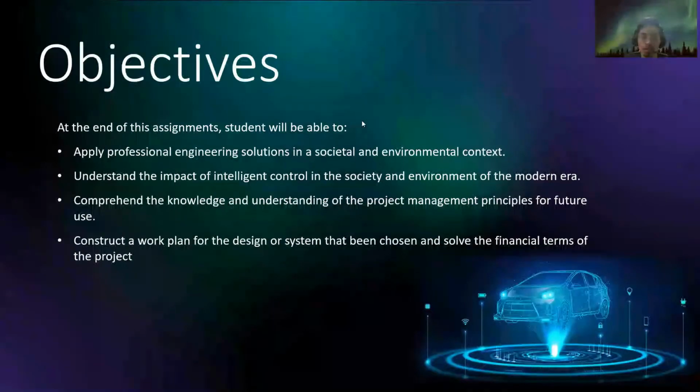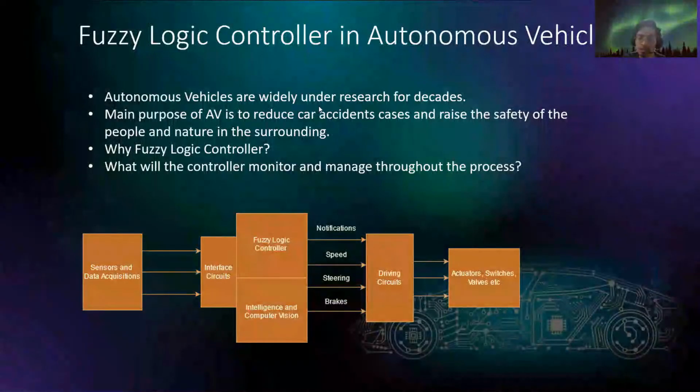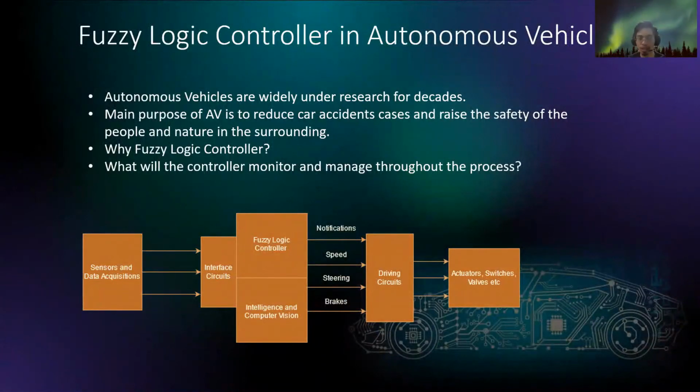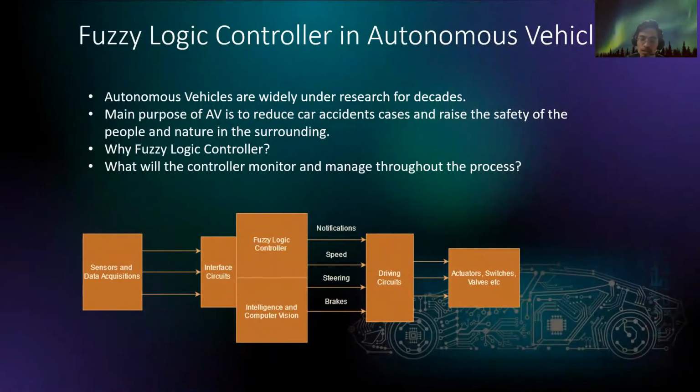So we move on to the next slide, the application selection. For the application selection, we chose the fuzzy logic controller in an autonomous vehicle. Why are we choosing the autonomous vehicle? Because autonomous vehicles have been under research for many decades. Autonomous vehicles can also be seen on our highways, such as Tesla, which means that it is actually a possible way to develop it. So we are trying to apply the fuzzy controller in an autonomous vehicle.